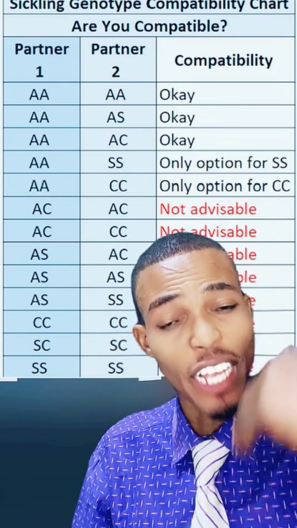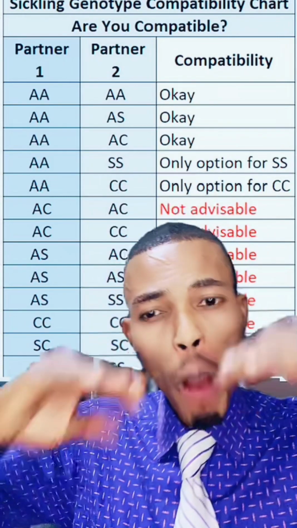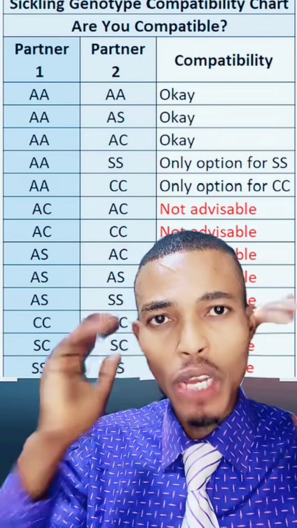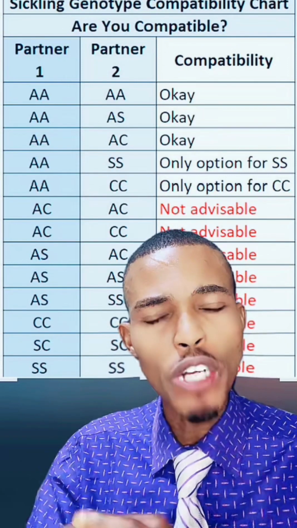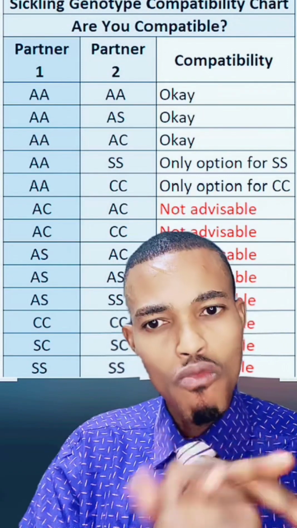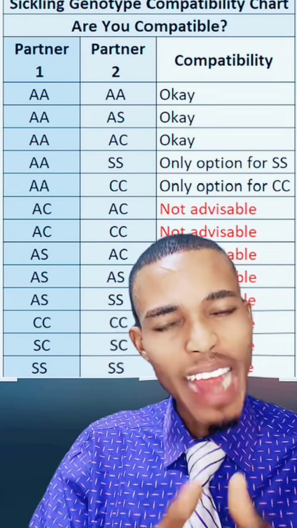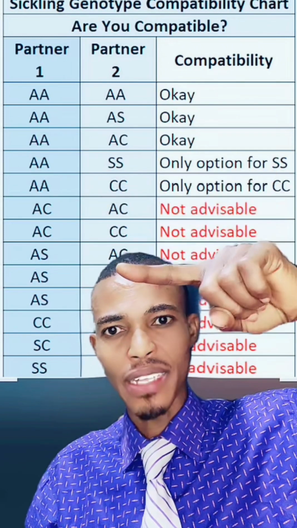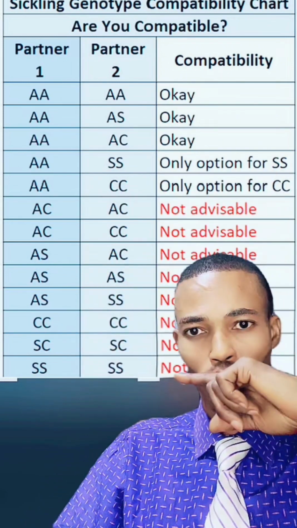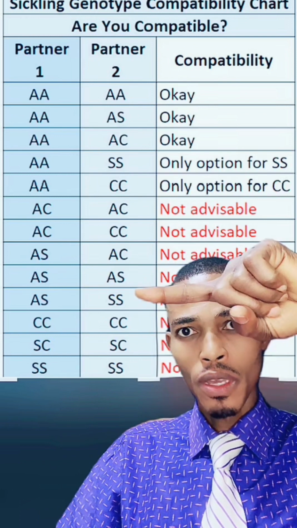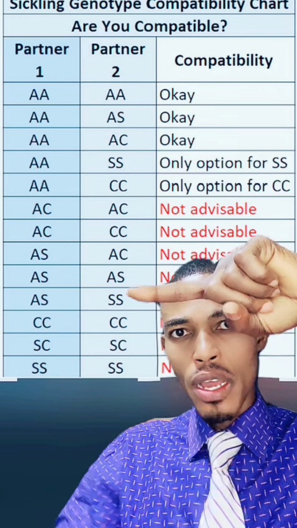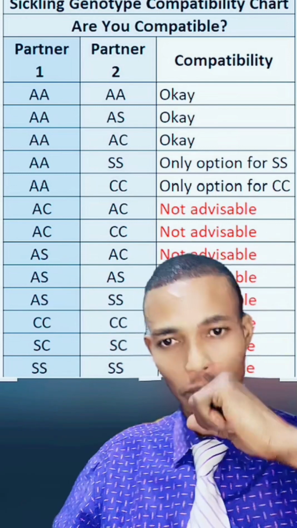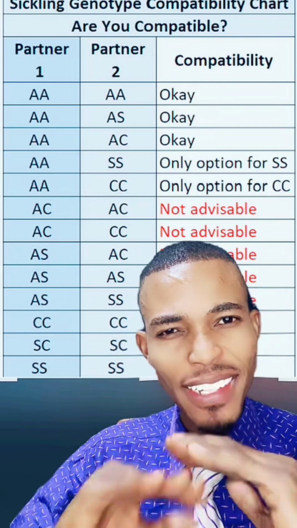I have personally seen in the church where couples came for premarital counseling, and they go through the counseling process. We ask them to go and do their genotype. One is AS, the other one is SS. All right, AS plus SS. Characteristically, they had this one. The woman, I've forgotten, I think the woman was SS, the man was AS. And I was like, you guys can't marry.